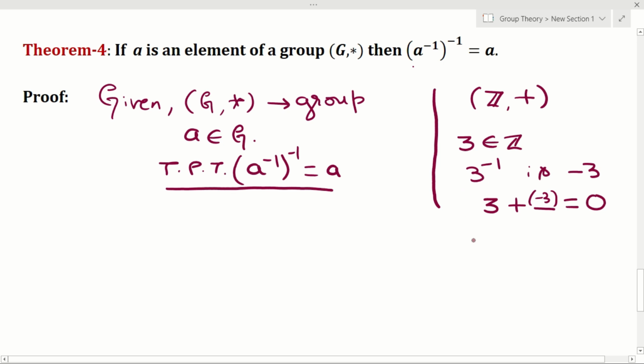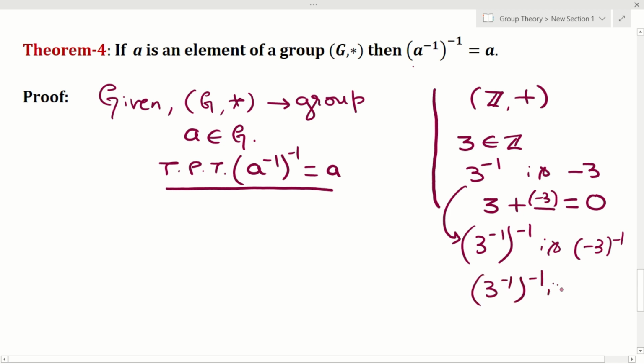Okay, again, what is the inverse of this? I should consider inverse of minus 3. Both sides we have taken inverse. Therefore, 3 inverse whole inverse is, so what is the inverse of minus 3? If I take minus 3, what is the number I should add to get identity? That is plus 3. Therefore, inverse of minus 3 is plus 3. Therefore, I got inverse of 3 inverse is 3 itself. Therefore, it is true for every element. Therefore, we shall prove in general.